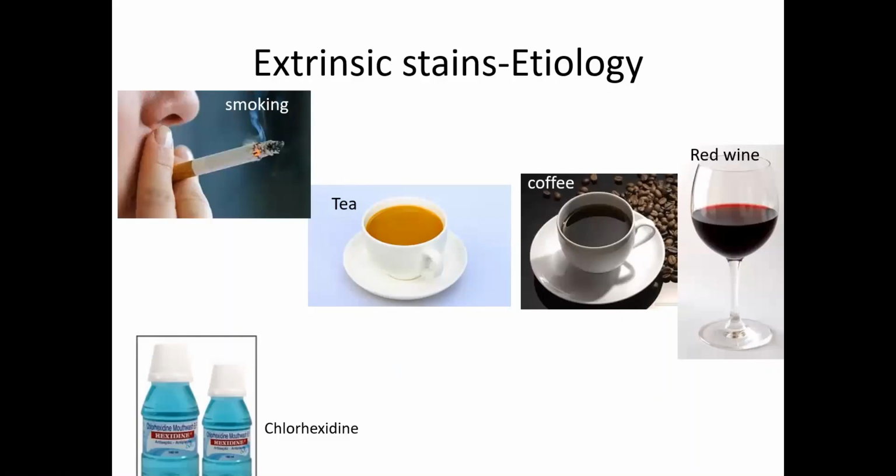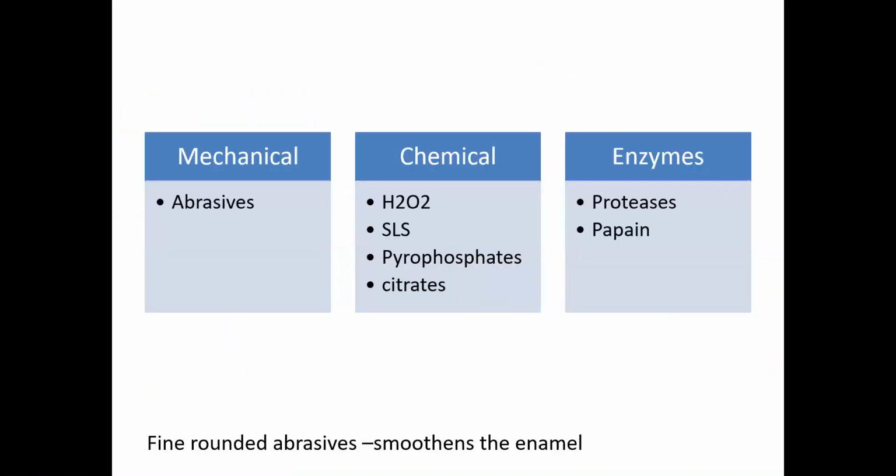First, we will look at the etiology of extrinsic stain: smoking, tea, coffee, red wine, or when we prescribe chlorhexidine. All of this may cause discoloration of the tooth. In a toothpaste, there may be mechanical agents, chemical agents or enzymes to remove the staining. The mechanical agents are usually the abrasives. The chemical agents are hydrogen peroxide, SLS, pyrophosphates or citrates, and the enzymes are proteases or peptides.